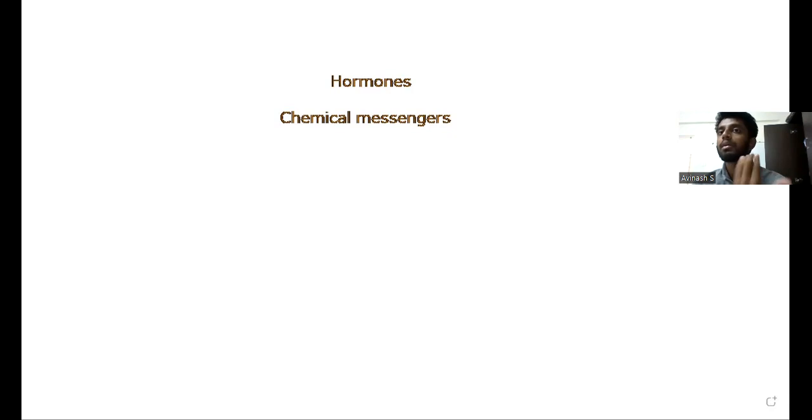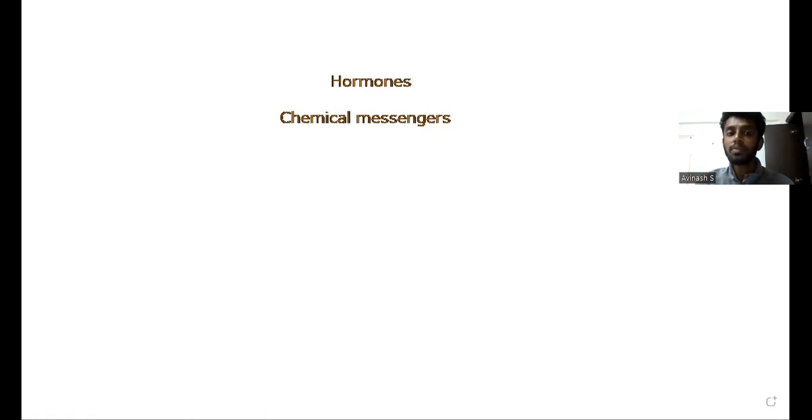Now, hormones are actually produced by a gland and they are transported to the target organs through blood. You will get to know what is meant by target organs. So hormones are produced by a gland and they are transported through blood, not to every part of the body, but to certain target organs. The target organ depends on the type of hormone. That is what we are going to see.